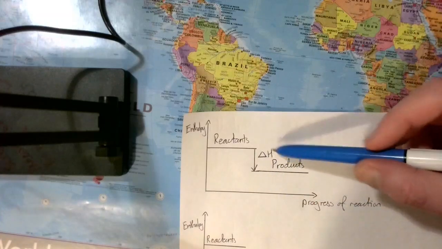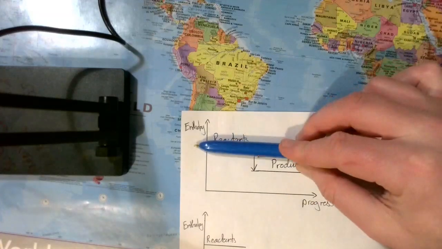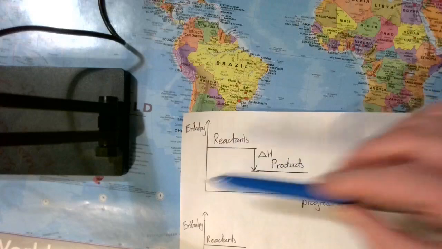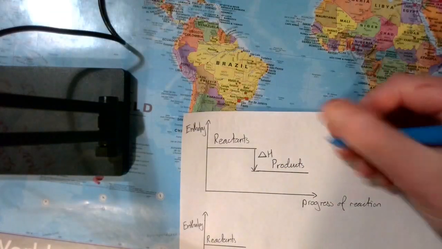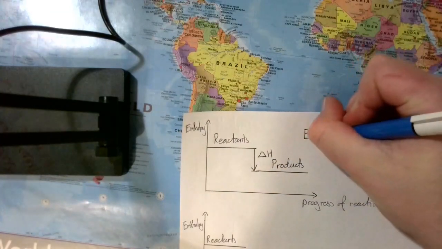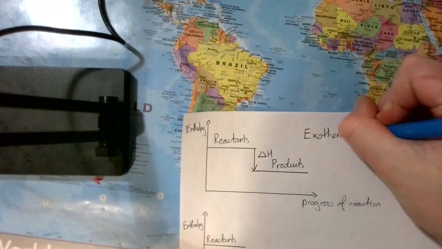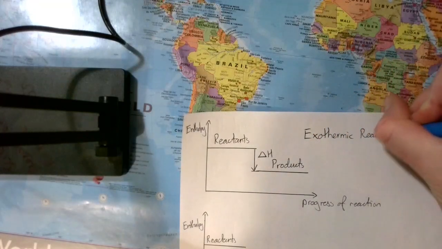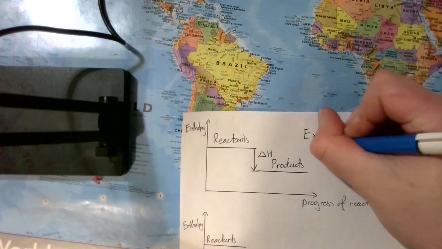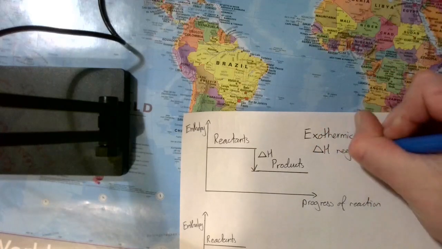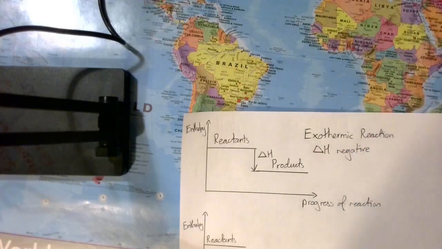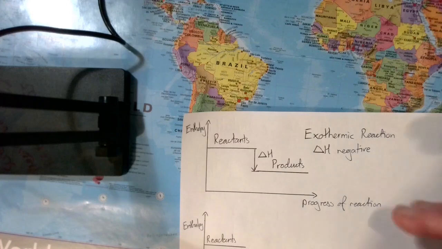What we can also see here is that the enthalpy initially is higher than the enthalpy afterwards. So this, as we discussed, would be an exothermic reaction, and here delta H is negative because there is a decrease in enthalpy. It is going from the system to the surroundings. The energy in the surroundings is not called enthalpy. Enthalpy is a specific term for the energy in the bonds.